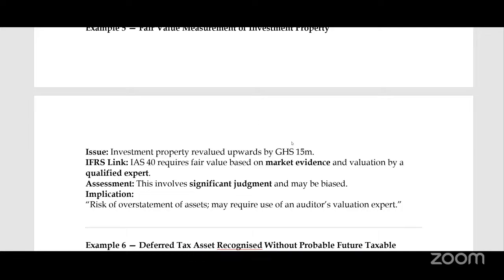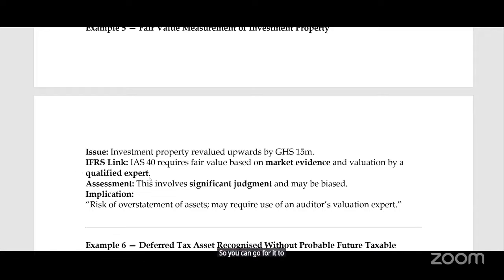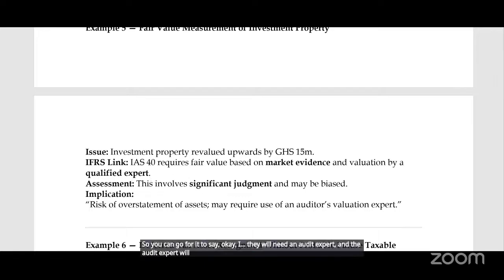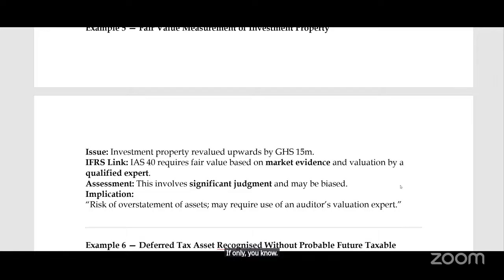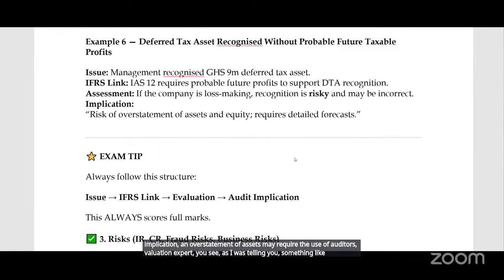Investment property revalued upwards by 50 million, right? IAS 40 requires fair value based on market evidence and valuation by a qualified expert. You see here, you need a qualified expert. So you can go for it to say, okay, we'll need an audit expert, and the audit expert will need this from him. If not, you can say we'll need valuation by a qualified expert. This will involve significant judgment and may be biased, right? The implication: an overstatement of assets, which may require the use of the auditor's valuation expert. You see, as I was telling you, something like that. We can look at all the cases.